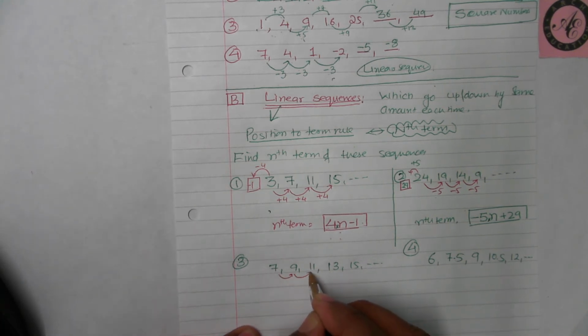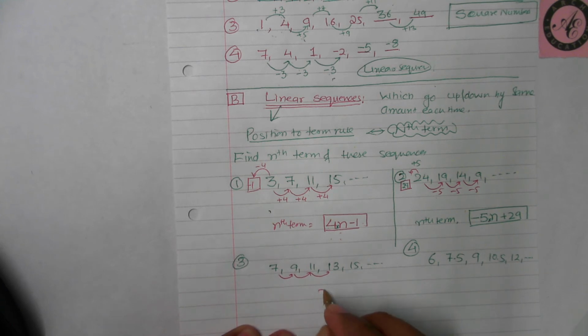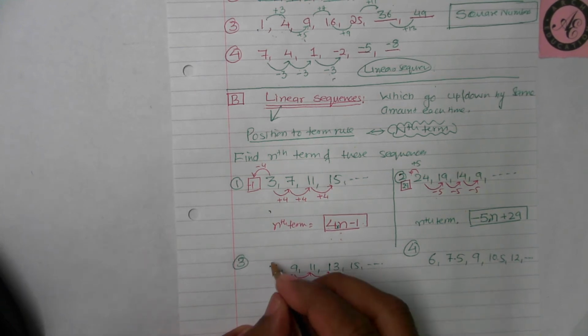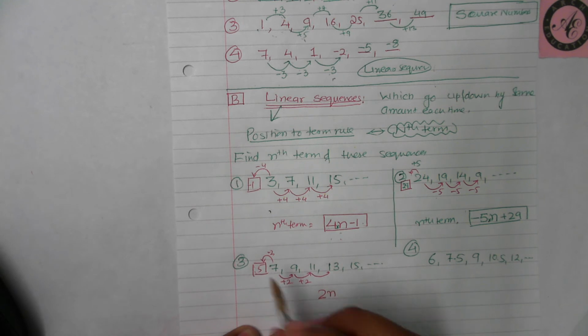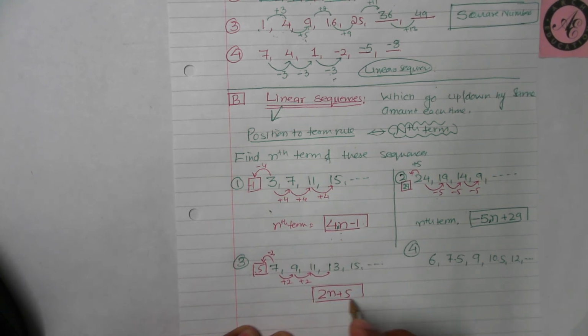This is add 2. That's a 2n. As simple as that. And the previous term will be 7 take away 2, which is 5, a positive 5. So 2n plus 5 is the final answer.